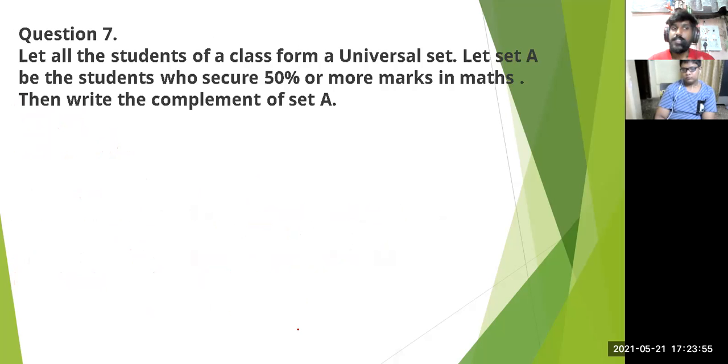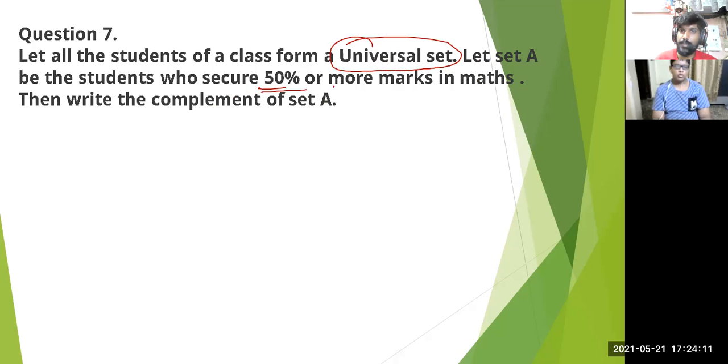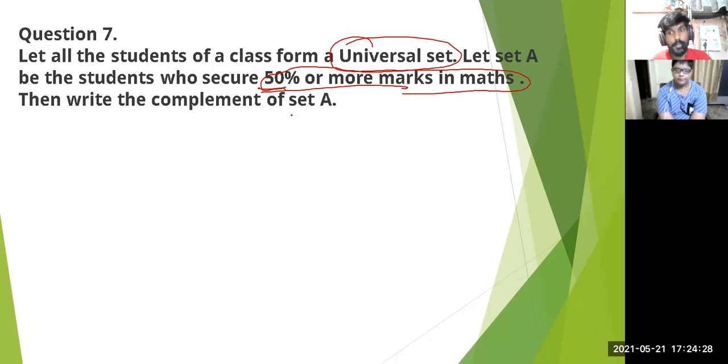Okay. Question number 7. Let all the students of a class form a universal set. So all the students in any class is the universal set. Let A be the students who secure 50% or more marks in maths. So set A is all those students who have got 50% or more in maths. Then write the complement of set A. So what will be the complement of A?